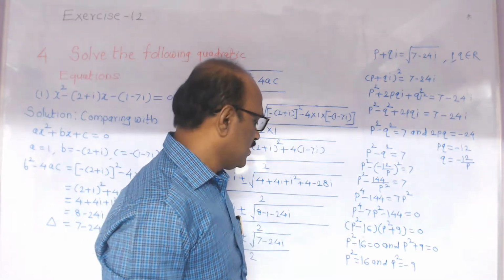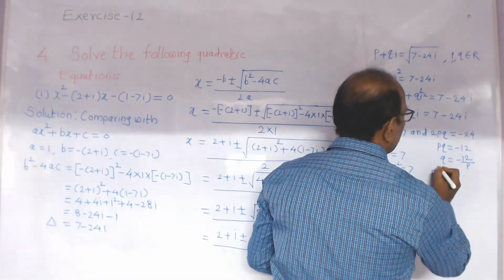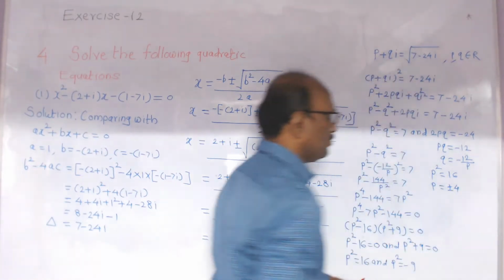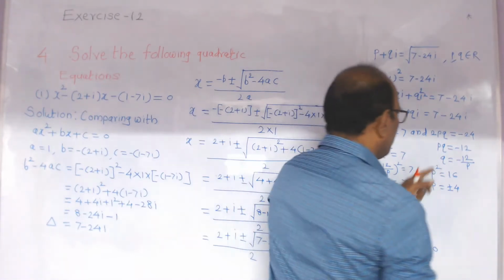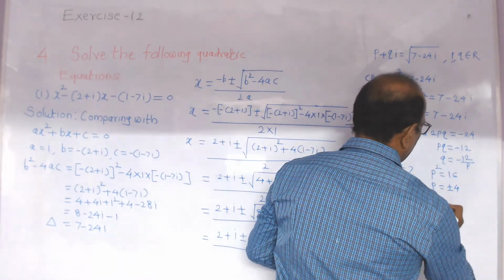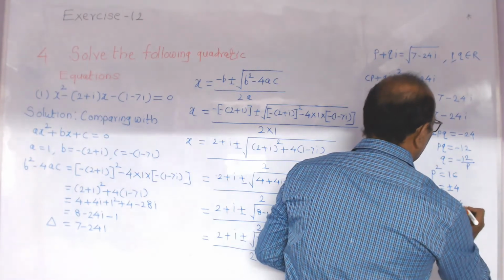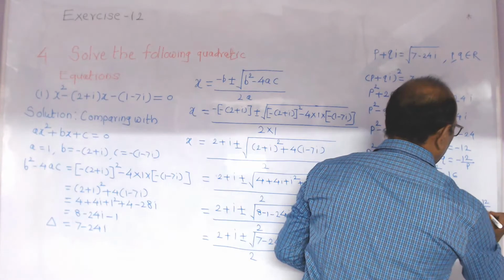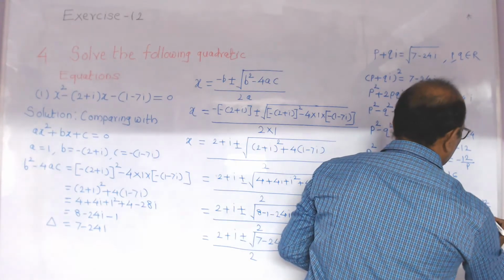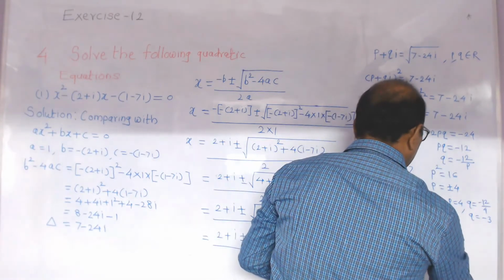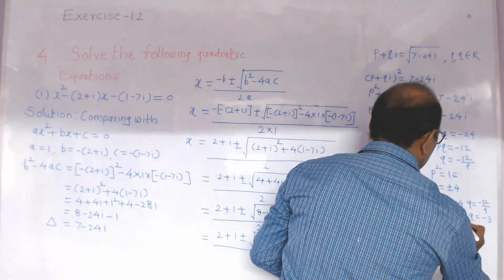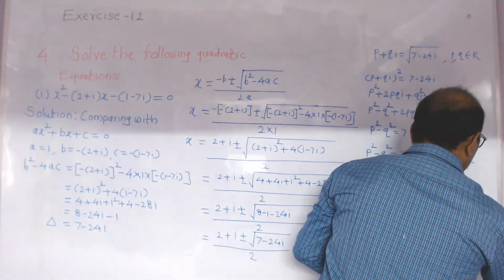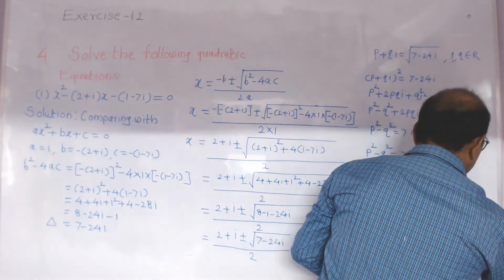Therefore what is the value of p squared? p squared is 16. If you take the square root, then you will get p is equal to plus or minus 4. Therefore what is the value of q? When p is equal to 4, then the value of q is minus 12 upon 4, so q is equal to minus 3. Next, when p is equal to minus 4, q is equal to minus 12 upon minus 4, that is q is equal to 3.